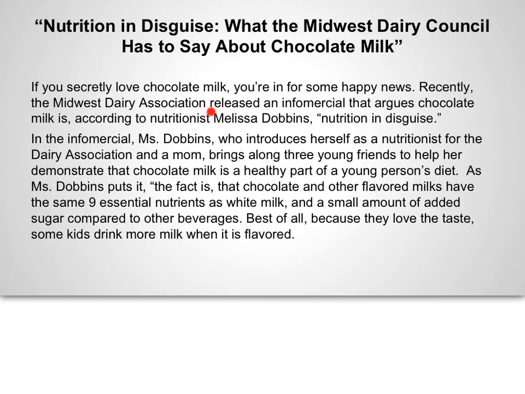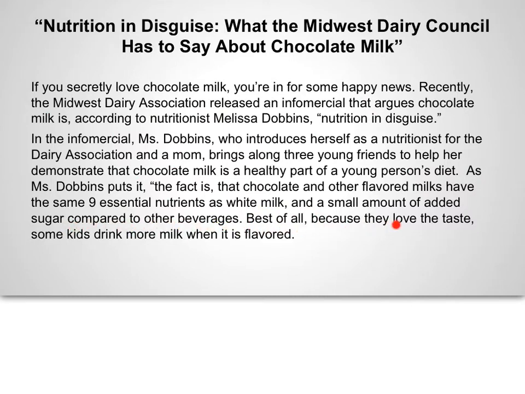Recently, the Midwest Dairy Association released an infomercial that argues chocolate milk is, according to nutritionist Melissa Dobbins, nutrition in disguise. In the infomercial, Ms. Dobbins, who introduces herself as a nutritionist for the Dairy Association and a mom, brings along 3 young friends to help her demonstrate that chocolate milk is a healthy part of a young person's diet. As Ms. Dobbins puts it, the fact is that chocolate and other flavored milks have the same 9 essential nutrients as white milk and a small amount of added sugar compared to the other beverages.